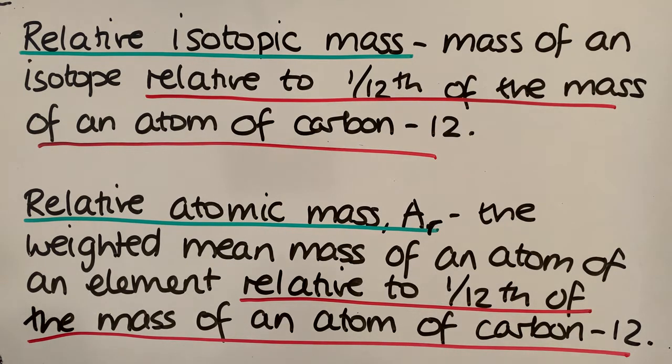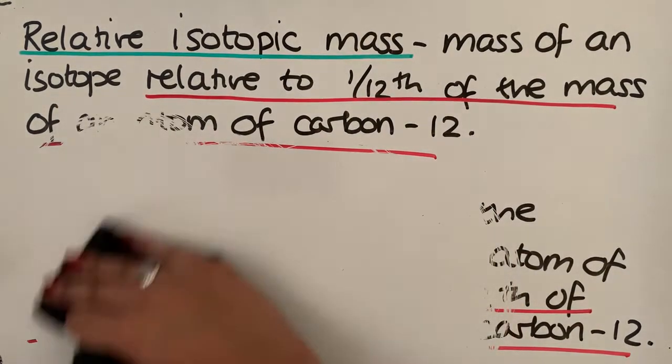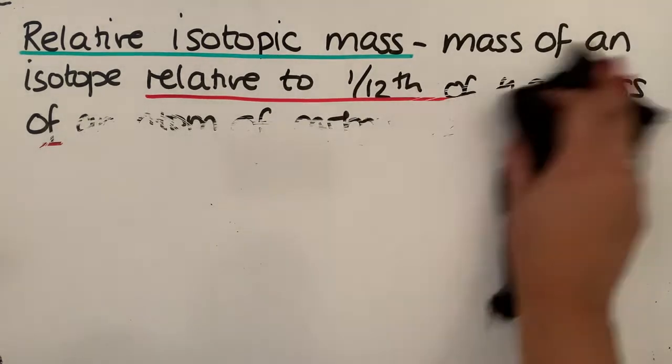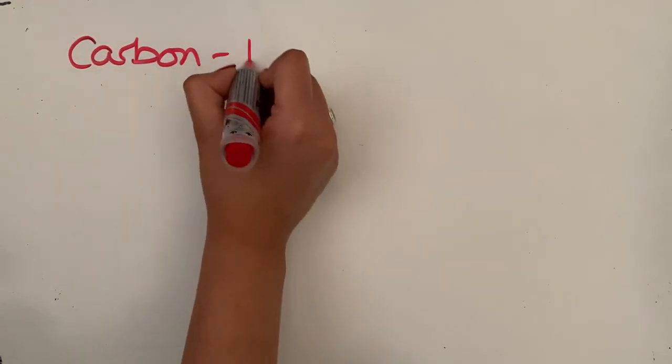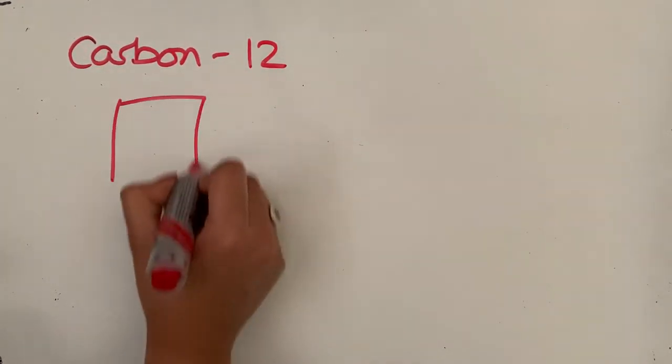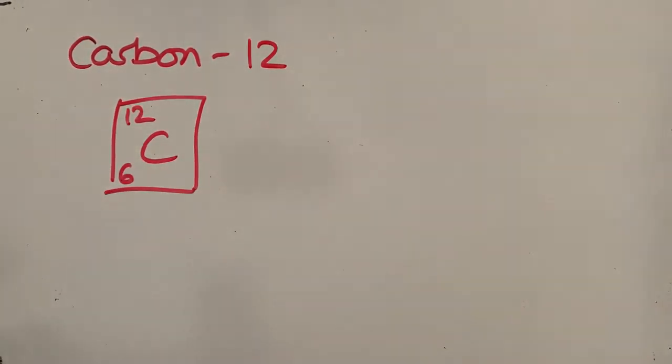Okay, so let's focus on the underlined bits in red. What we mean by relative masses, and why we keep talking about carbon-12. What you need to know in chemistry, when it comes to the masses of atoms or compounds or anything, is that we do everything relative to an atom of carbon-12. Carbon-12, which is essentially this over here, is the standard that we use in chemistry. All masses are done relative to this standard. So everything is done relative to carbon-12.